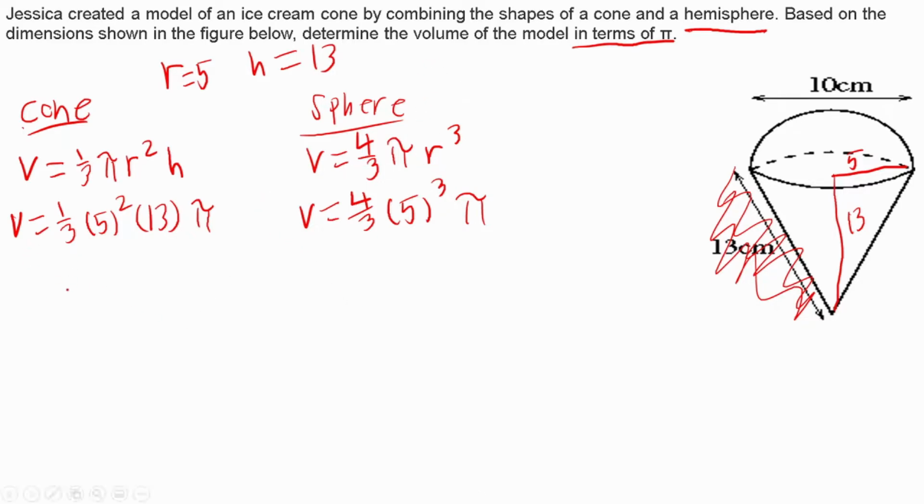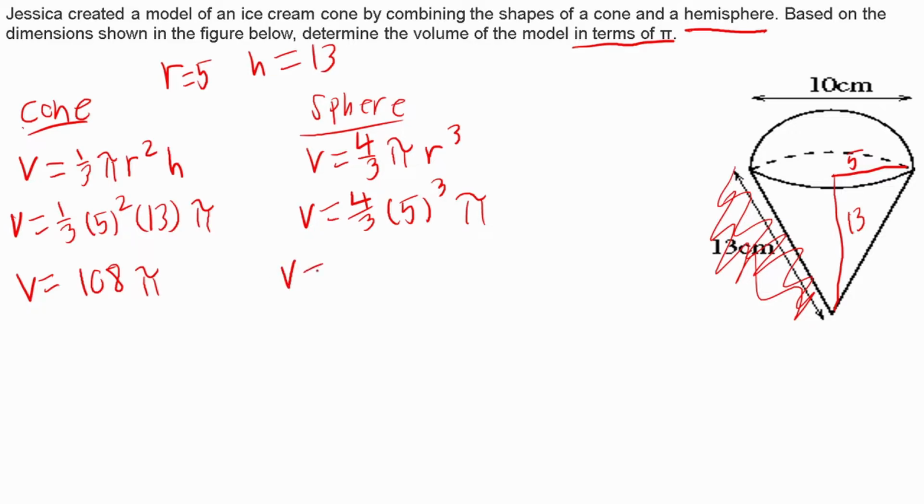So first, let's plug our cone into our calculator. We get 1/3 times 5 squared times 13. And we're not going to multiply out by pi. So this is going to give me, and we're going to have to round, right? We're going to round to the whole number. So volume equals 108 pi.